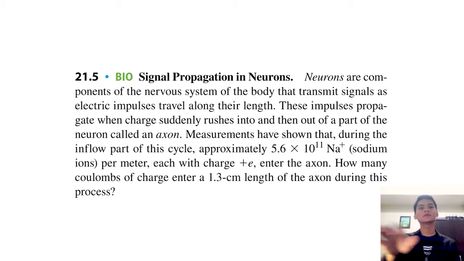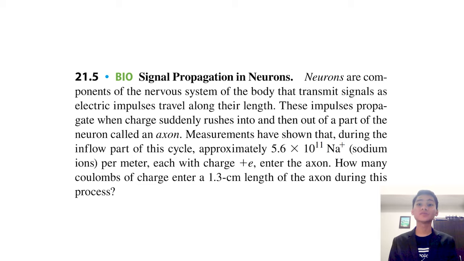Moving on, signal propagation in neurons. I chose an example in biology just to showcase how physics is really the bedrock of the sciences. It says here that neurons are components of the nervous system of the body that transmit signals as electric impulses that travel along their length. These impulses propagate when charge suddenly rushes into and then out of a part of a neuron called an axon.